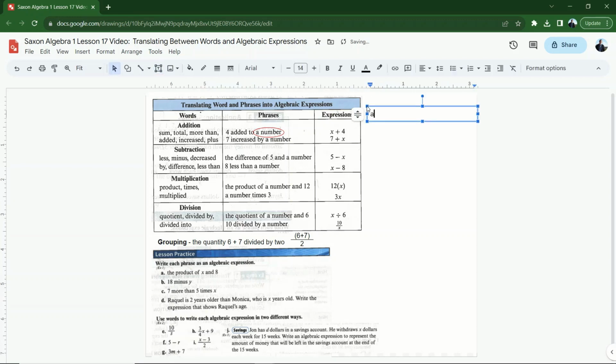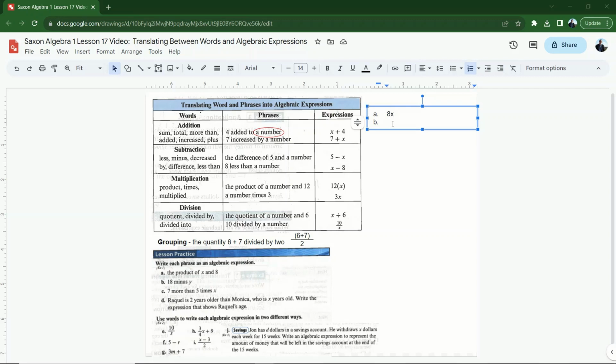All right, letter A. The product of x and 8 is going to be 8 times x. In algebra, we just write 8x. I could have written x times 8 as well, but I like to put my coefficient first. That's the proper way to write that. 18 minus y. Okay, so this one I have to be careful because subtraction is not commutative. But what's meant here is exactly the order that's being said.